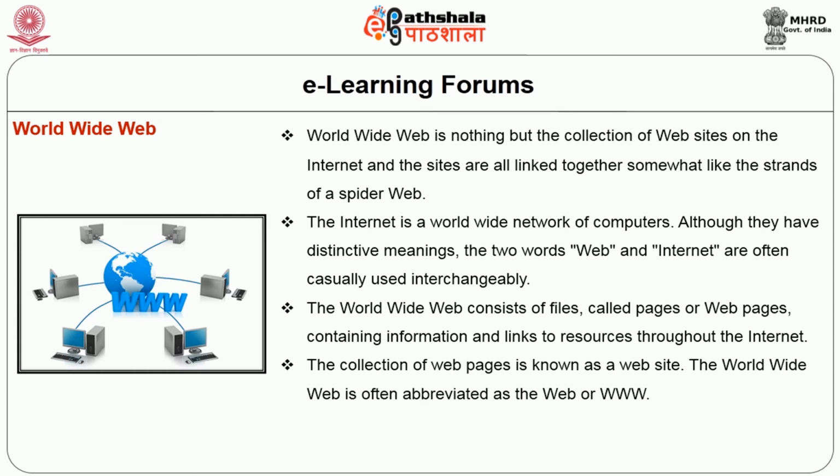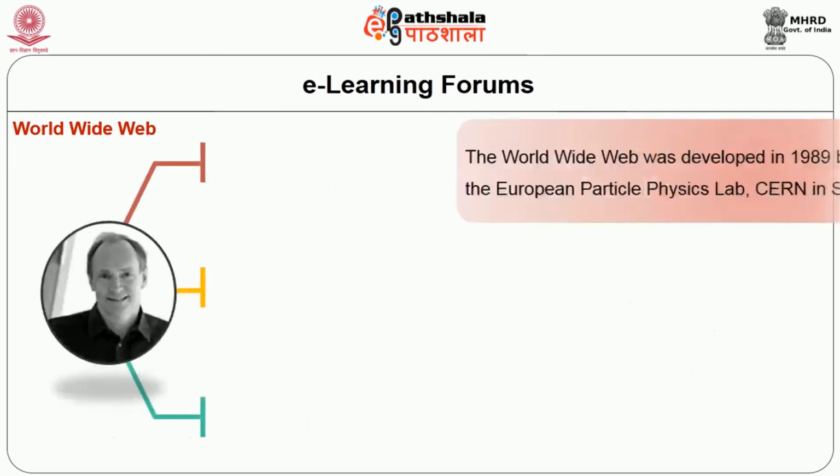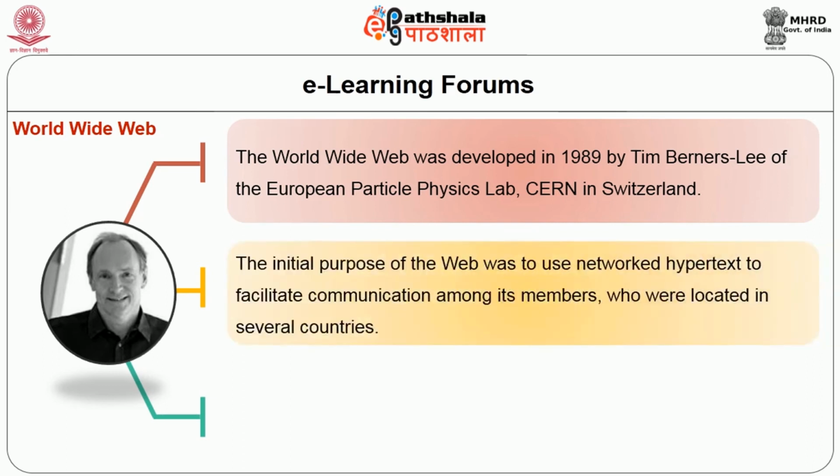WWW is often abbreviated from World Wide Web. It is a system of internet servers that support hypertext to access several internet protocols on a single interface. The World Wide Web was developed in 1989 by Tim Berners-Lee at CERN, the European Physics Lab. CERN is in Switzerland. The initial purpose of the web was to use networked hypertext to facilitate communication among its members, who were located in several countries.